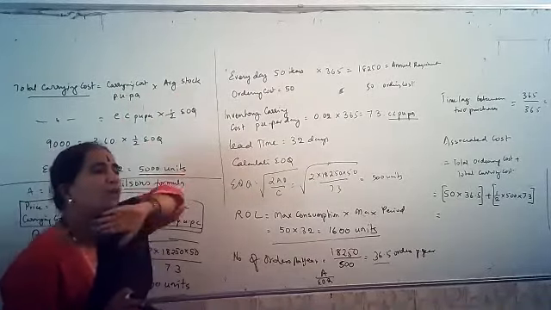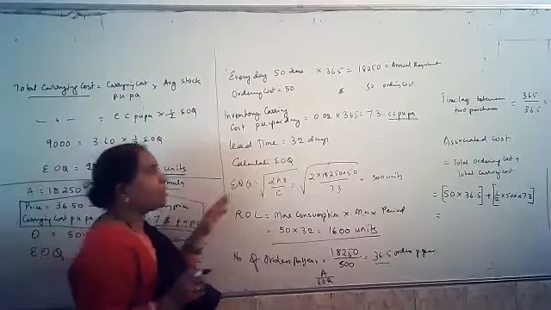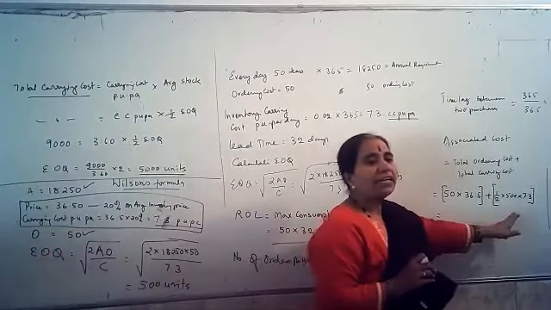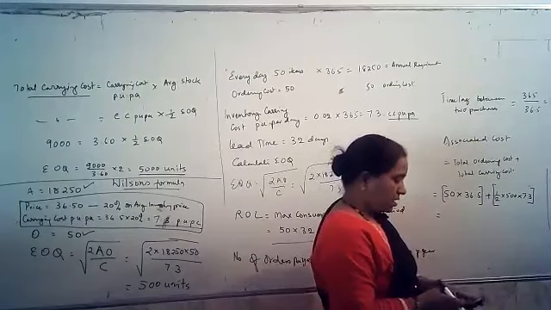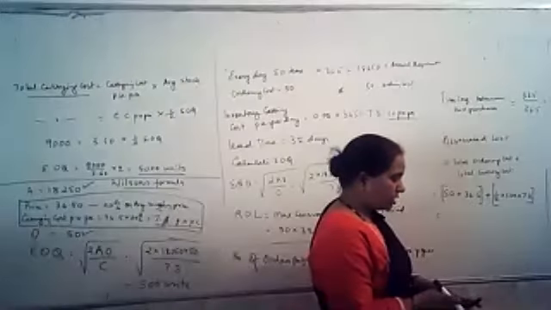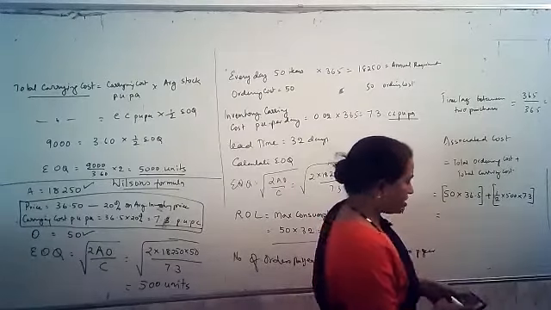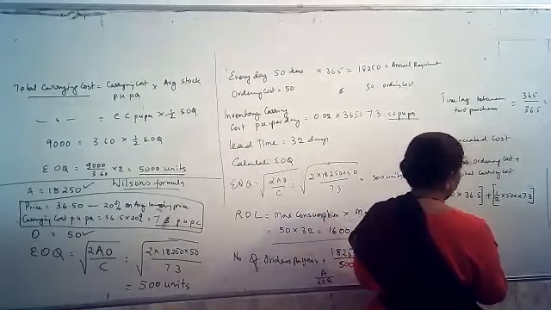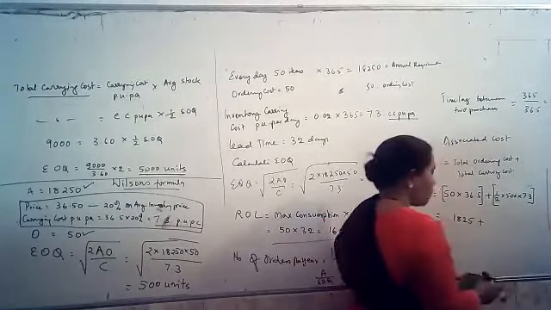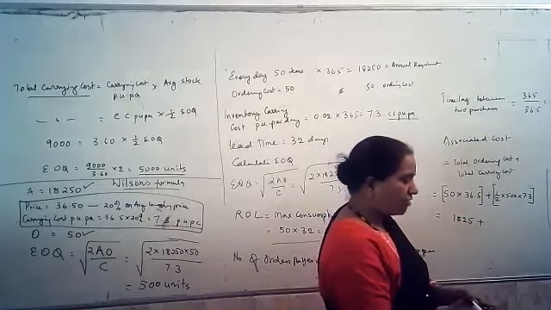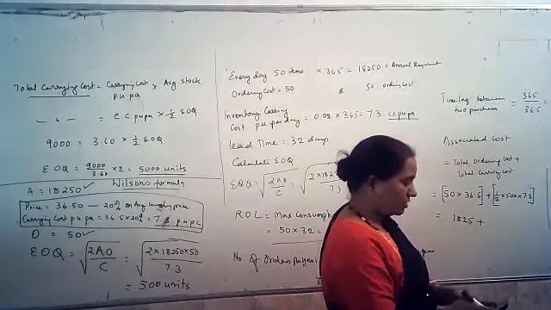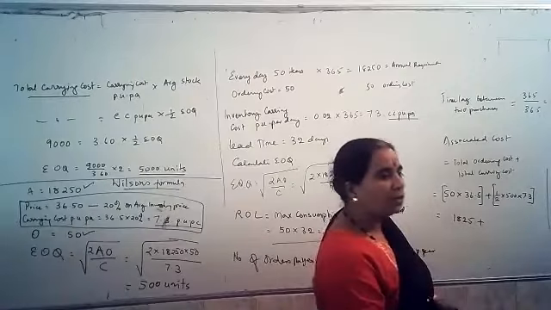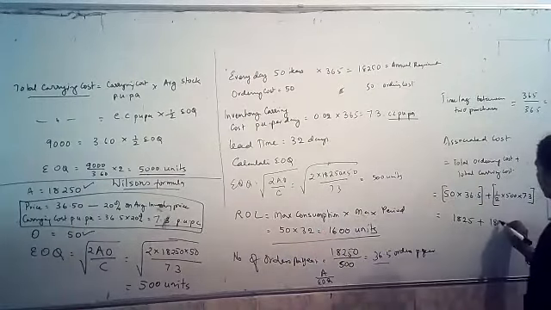Average stock, if you don't have the minimum level, then I will consider half of my EOQ as average stock. So this is my associated cost. So 50 into 36.5, which is nothing but 1825, sorry, 1825. Plus what is my carrying cost? It is 500 divided by 2 multiplied by 7.3. So this is my 1825. Again 1825.